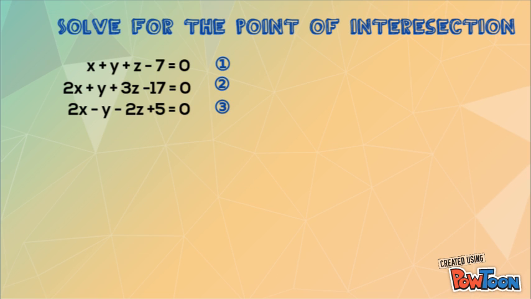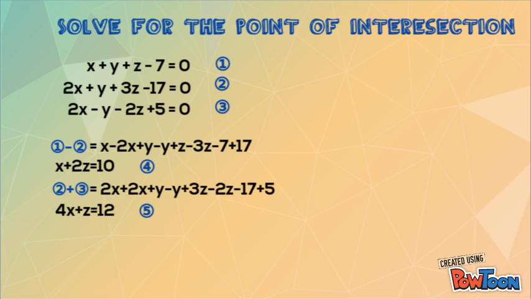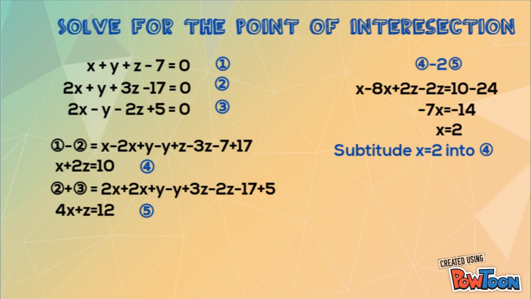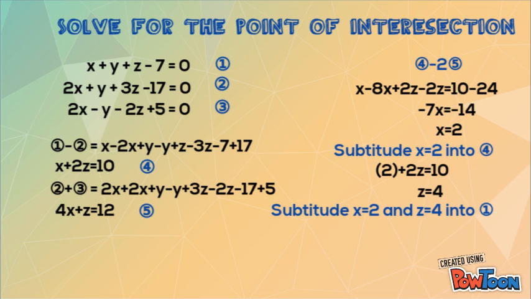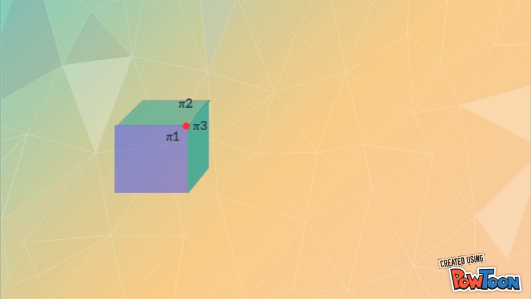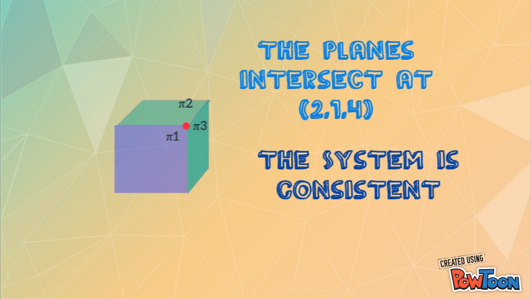After knowing the solution is a point, let's solve for the point of intersection. First, take equation 1 minus equation 2 to get equation 4. Then take equation 2 plus equation 3 to get equation 5. Using this, we take equation 4 minus 2 times equation 5 to solve for x. Then sub the x value into equation 4 to solve for the z value. Then sub the x and z values into equation 1 to solve for the y value. And finally, the planes intersect at the point (2, 1, 4). The system is consistent.